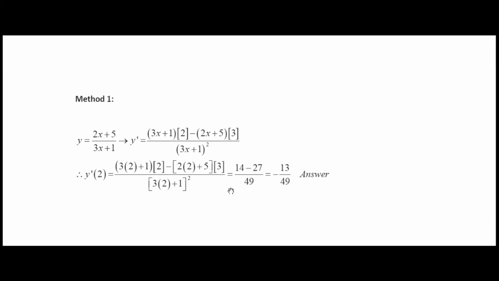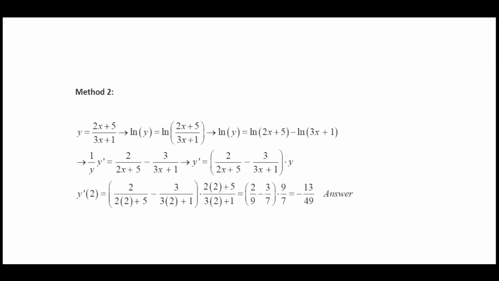Now, let's try a second method. Let's say I don't know the quotient rule. I've forgotten. Here's a way out. I'm going to take the log of each side of this equation. In other words, take the log of y, that's ln of y, and the log of this. Now, I'm going to rewrite everything, except I've got a quotient, so that's the log of the numerator minus the log of the denominator, is it not?